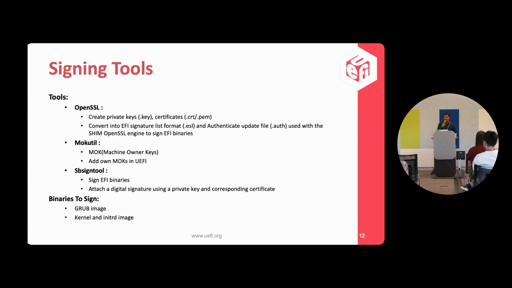Now, the different binaries that at the end need to be signed with these tools are the GRUB image, the kernel, and the initrd image. Normally, the Shim and UEFI binaries are provided by the OS vendors or the device manufacturers.